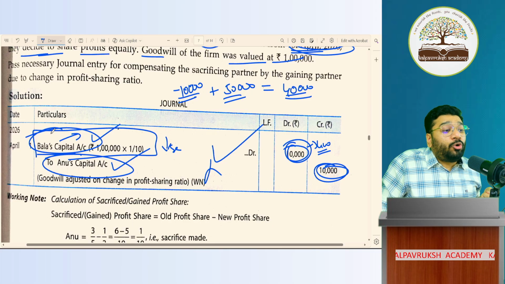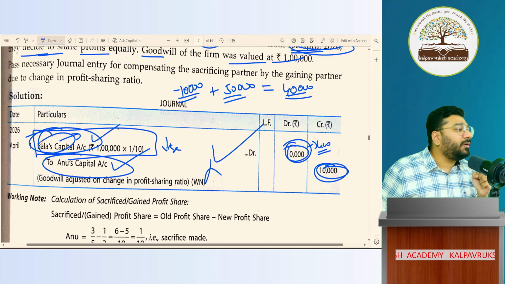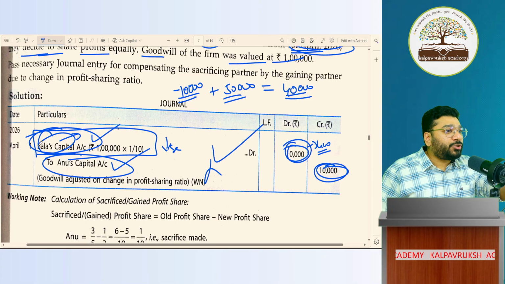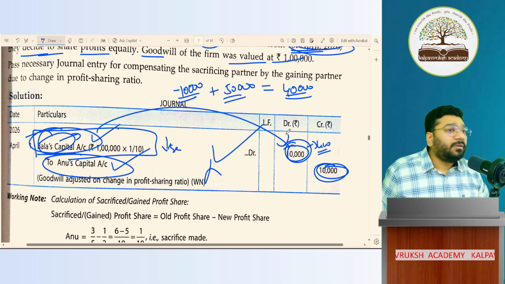So Bala has to pay goodwill to buy Anu's profit. So how much goodwill is Bala paying? 10,000 goodwill. Got it, not got it?